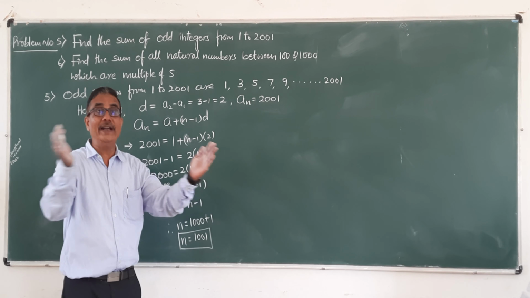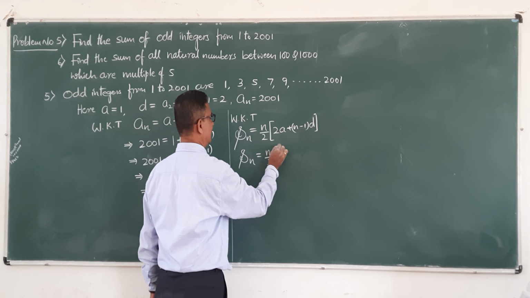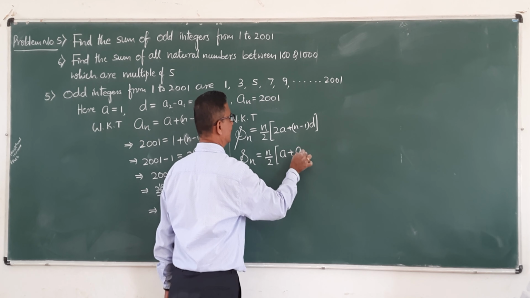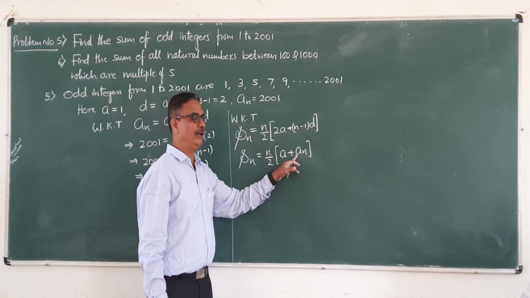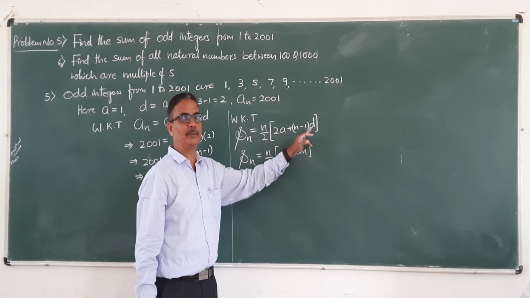Again, you know the formula. Sum to n terms of arithmetic progression denoted by Sn is equal to what is the formula? n by 2 into bracket 2a plus n minus 1 into d. Right? Or we can write another formula Sn is equal to n by 2 into a plus l or a plus an. Both are same. Where an value a plus n minus 1 d, that is a plus a, 2a plus n minus 1 d.